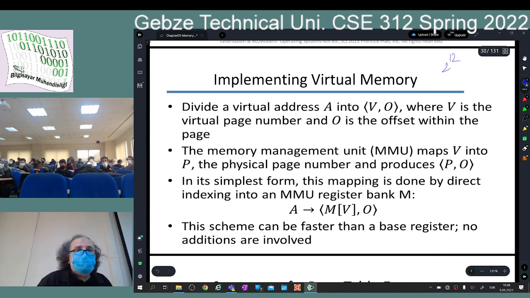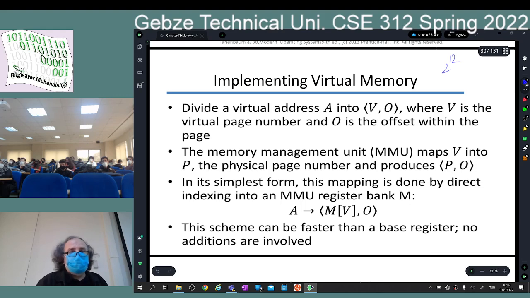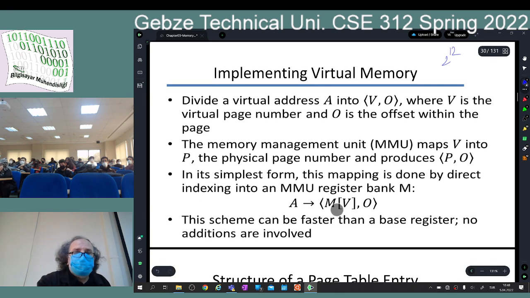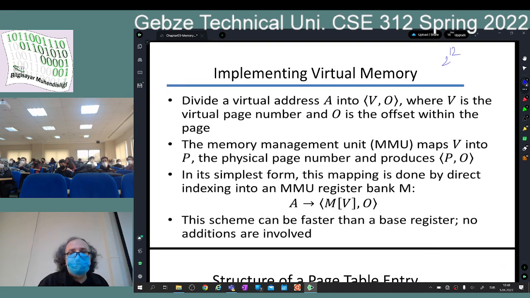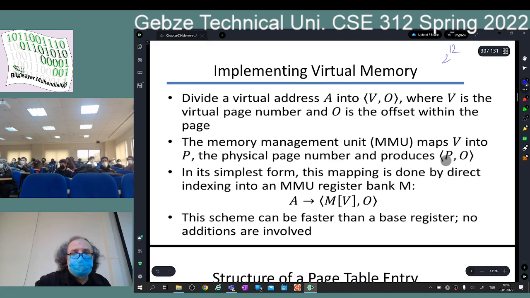The responsibility of the MMU is mapping this V into P. How is that possible to do easily? It is very easy. You just look it up from this array. You put V into this array, and that array will give you the P. You put them together, and that will make your new physical address. So that will be it.